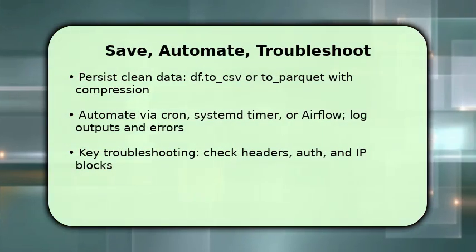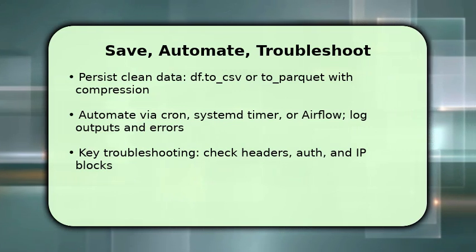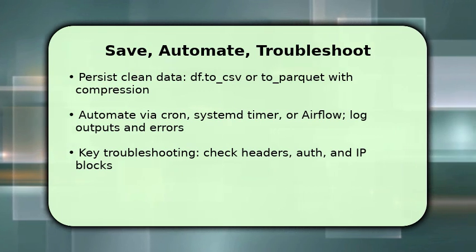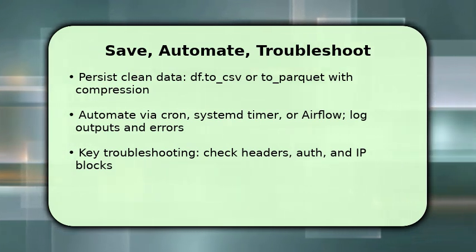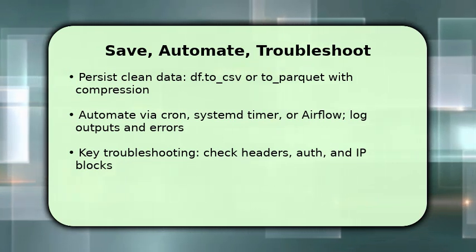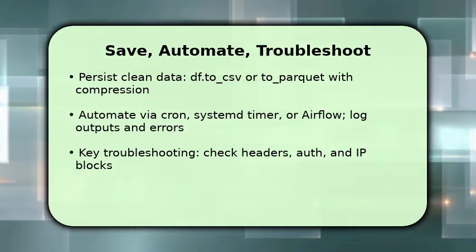Finish by saving and automating. Write cleaned rows to CSV or Parquet with timestamps and compression. This makes reprocessing efficient. Then schedule the script with cron, a systemd timer, or a workflow tool like Airflow and add logging to capture failures.